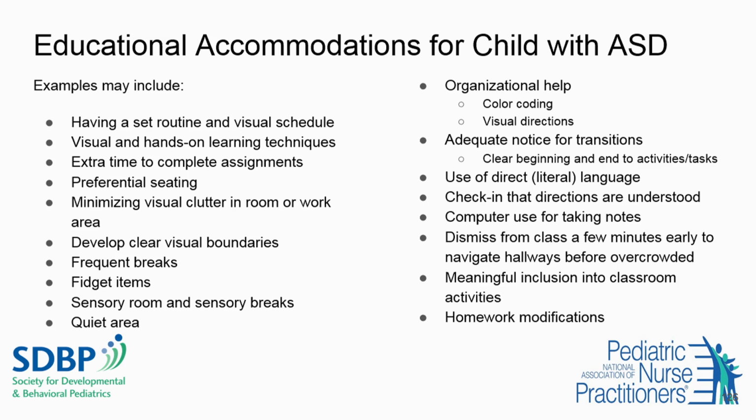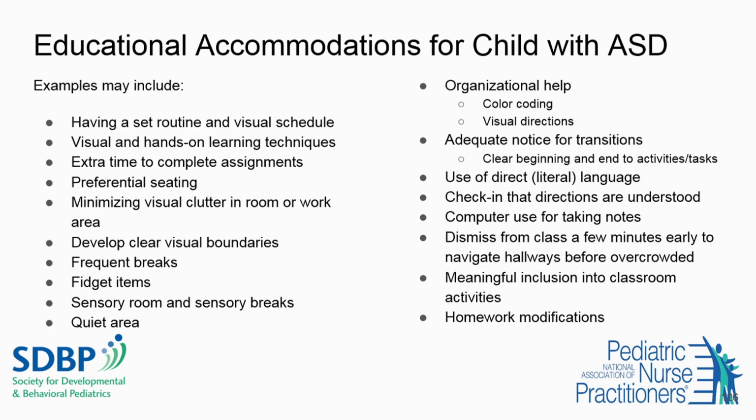And then I wanted to mention some educational accommodations for children with autism. I don't have to read through all of these, but really having visual schedules and giving them hands-on opportunities and trying to minimize visual clutter and noise clutter. A lot of schools have sensory rooms and offer sensory breaks for children who feel a little too overwhelmed. It lets them gather themselves, get it back together, and then they can go back to the activities.